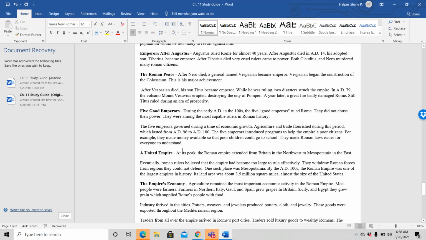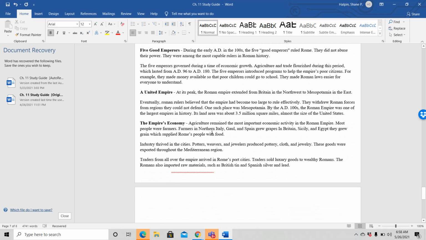Then we come to a time period where there's 5 really, really good emperors that last for roughly about 100 years. Now right here, we're going to see a united empire at its peak. It extended all the way from Britain to Mesopotamia. It's the equivalent of 3.5 million square miles, which is almost the size of the United States. So it's pretty amazing. It started the size of a city, and then the empire just kept on growing and growing and growing.